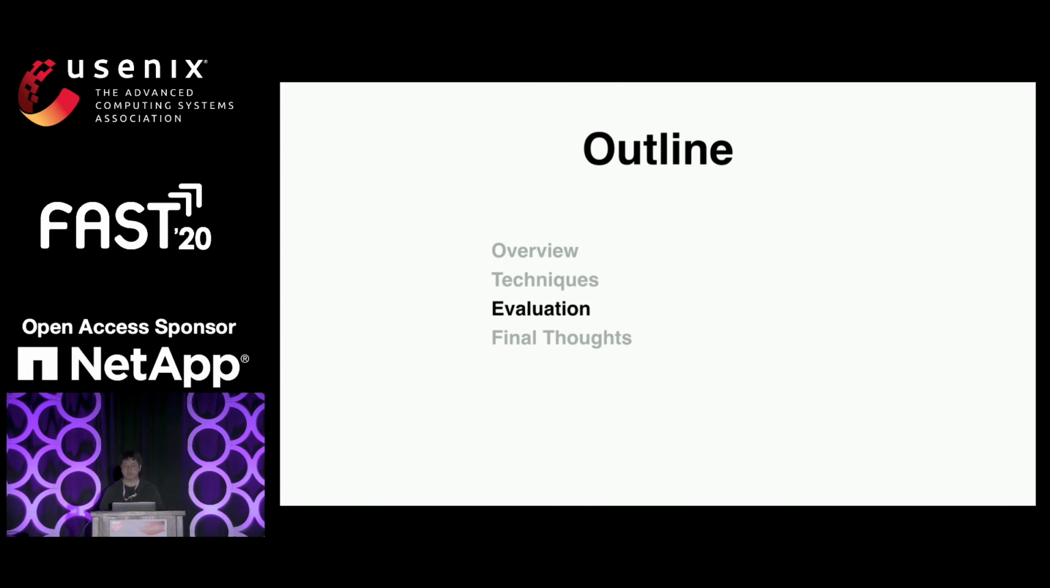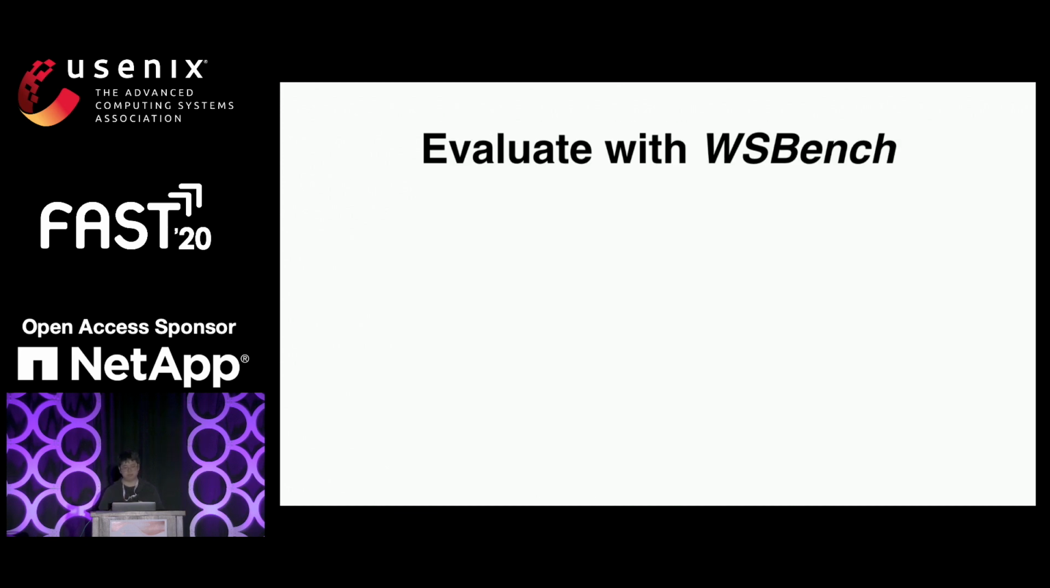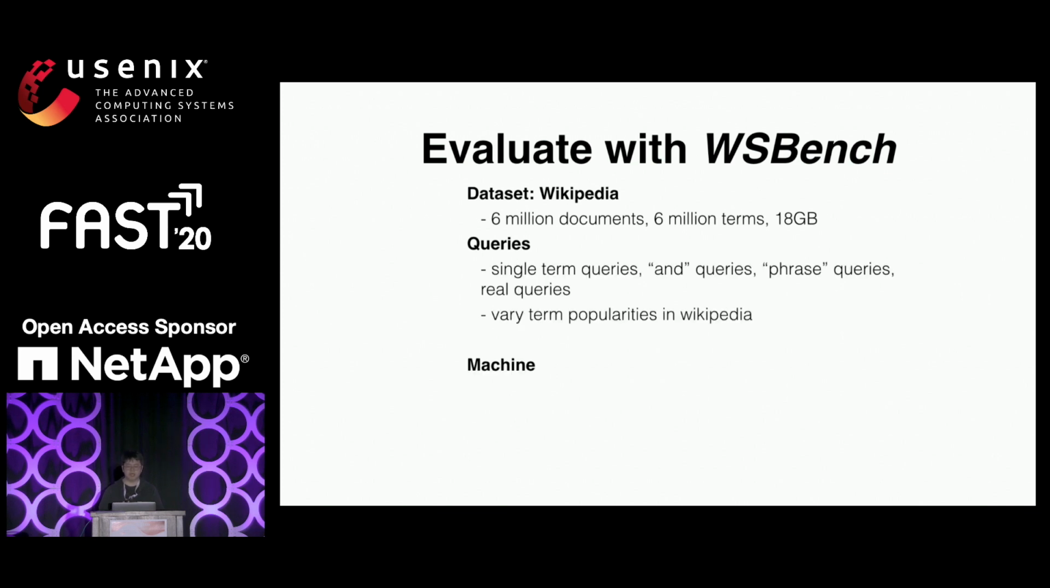Now we have introduced other techniques. Let's get into the evaluation. We built this benchmark called WS Bench. It's based on Wikipedia, which has 6 million documents and 6 million terms. And it has a variety of queries. And we vary the term popularity in Wikipedia to stress the system. Term popularity means how many documents a term appears in. And we use a 16-core machine. We use SSD with peak read bandwidth of 2 GB per second and 200,000 IOPS.